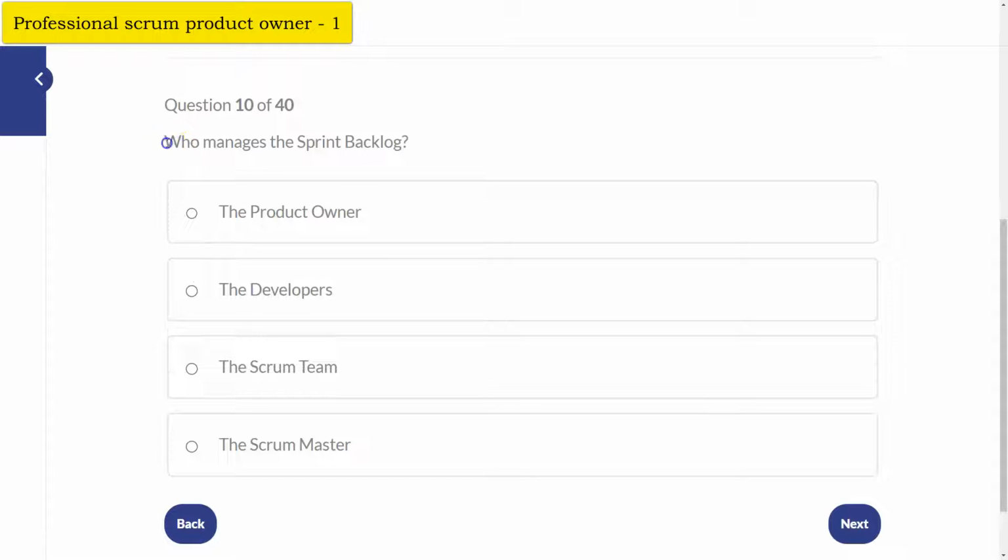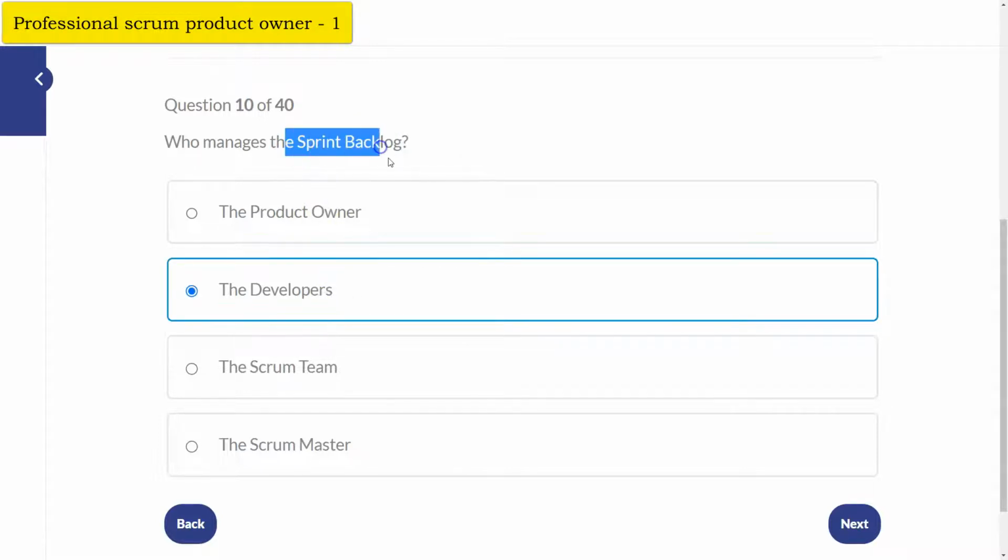Next question. Who manages the sprint backlog? Options are the product owner, the developers, the Scrum team, the Scrum Master. So guys, here we are talking about sprint backlog. So the developers manage the sprint backlog.